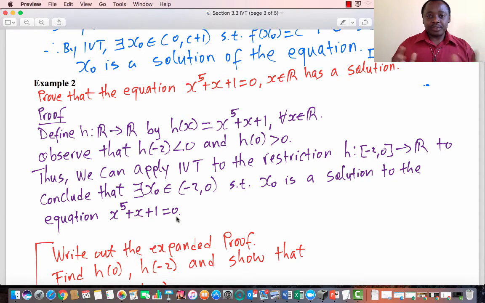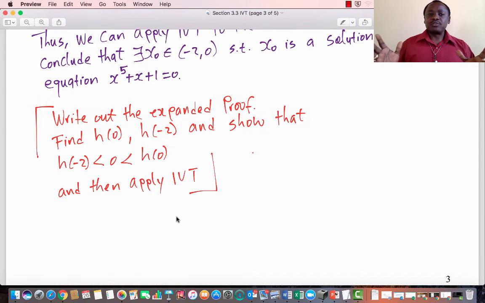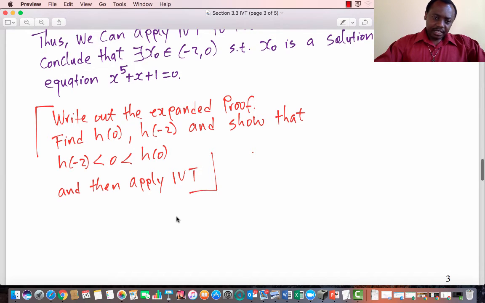Again, I have without any doubt shown that the equation x to the 5 plus x plus 1 has a solution. I did not provide any solution, but without any reasonable doubt, a solution does exist. Finding the solution is a whole different question, which is not handled under the intermediate value theorem. Now, what I expect you to do is write out the expanded proof. So I need you to find h of 0, h of negative 2, and actually show that h of negative 2 is less than 0, which is less than h of 0, and then see why we had the right to apply the intermediate value theorem in this case.